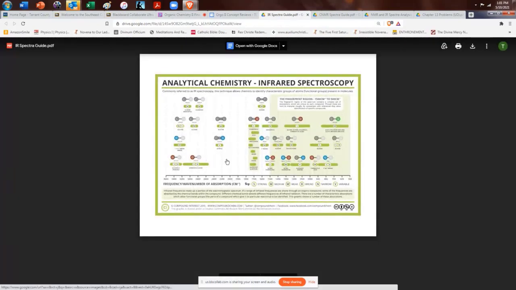I have some more stuff with IR as well and NMR. And so it'll give you a good idea of where these things are relative to those wave numbers.